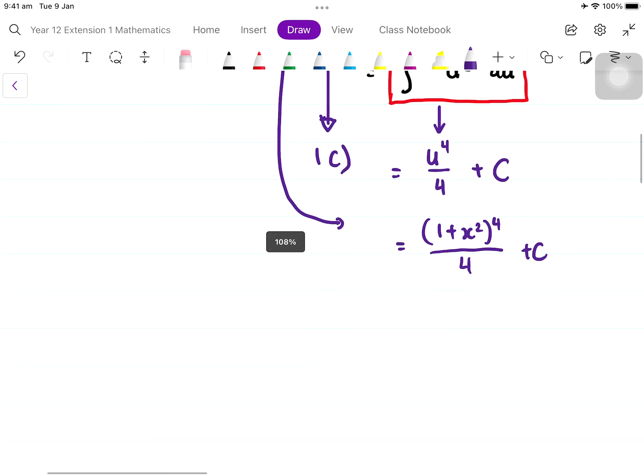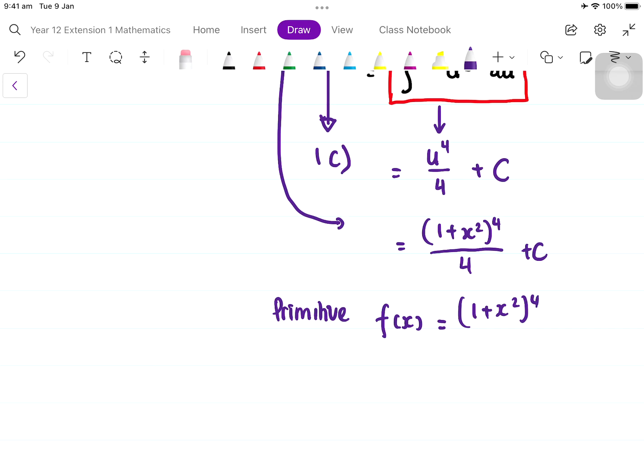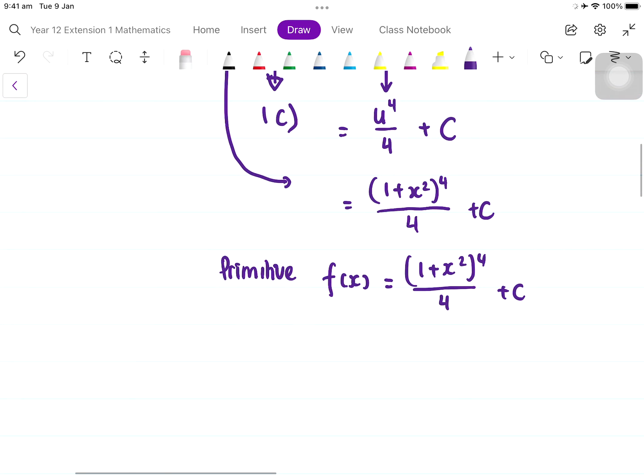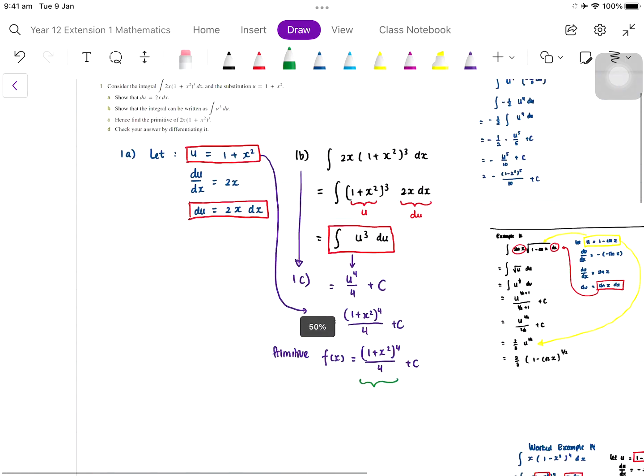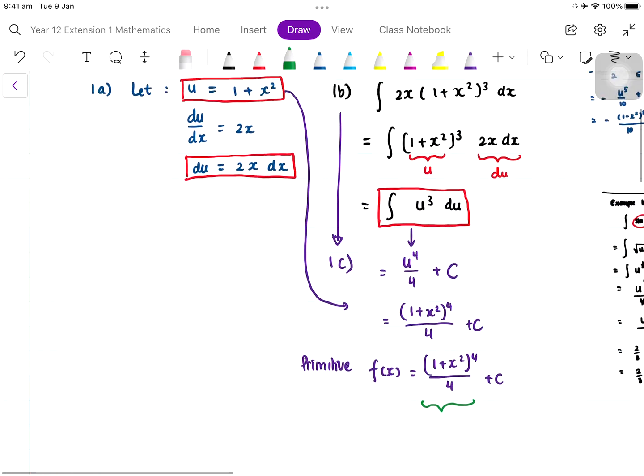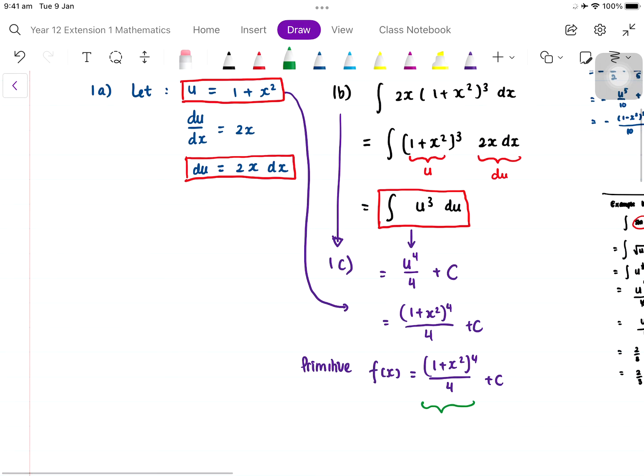So let's check that. 1D, so we know that from our previous work, the primitive function will be (1 + x²) raised to the power of 4 divided by 4 plus c. If I differentiate this, I should get the integrand. Okay, let's do that. You know what, I'm going to pause the video here and then answer 1D in the next video so that the video is not that long.